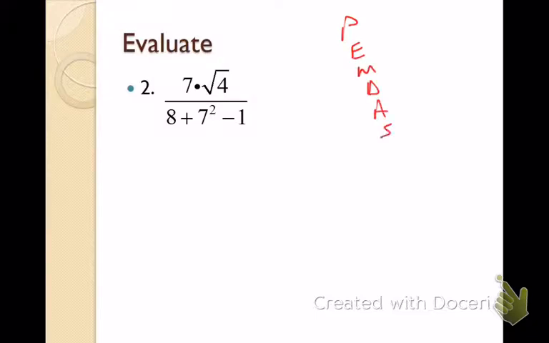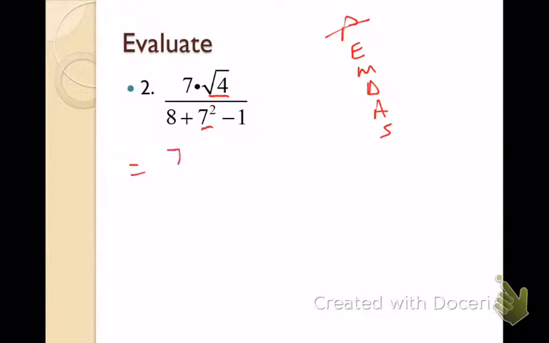Do you see any grouping symbols? Do you see any parentheses? I do not. The radical can be a grouping symbol, but there's just a 4 inside of there. There's nothing that we can simplify with that. So we're good here. Do you see any exponents or roots? I do. I see an exponent here, and I see a root here. So I can take care of each of those in this step.